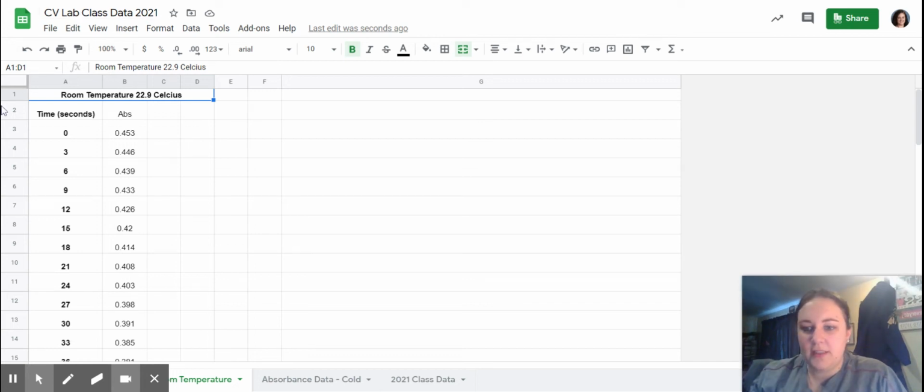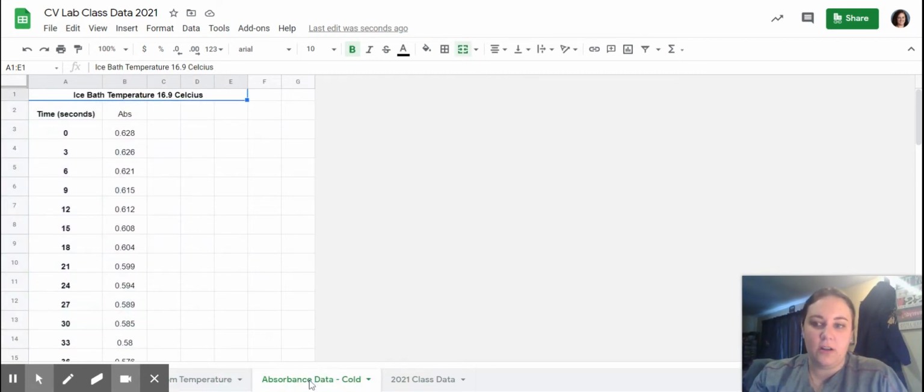Okay, so on your lab, the data was posted. Can you all see my screen first of all? Yeah. Okay, so the data you're given, you have time and absorbance data. And you have this for room temperature, and you have data for ice bath or like cold temperature.